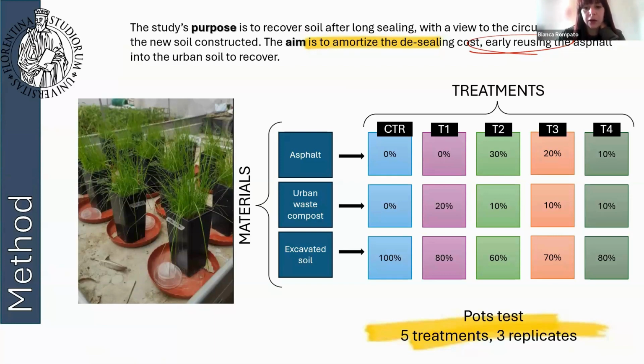while reducing their cost. Before conducting the field experiment, a greenhouse trial was conducted, and we set up a pot test considering 5 treatments in 3 replicates. The images show the quantity of the material used, an incremental amount of asphalt mixed with an organic component of urban compost. The experiment lasted for 5 months.